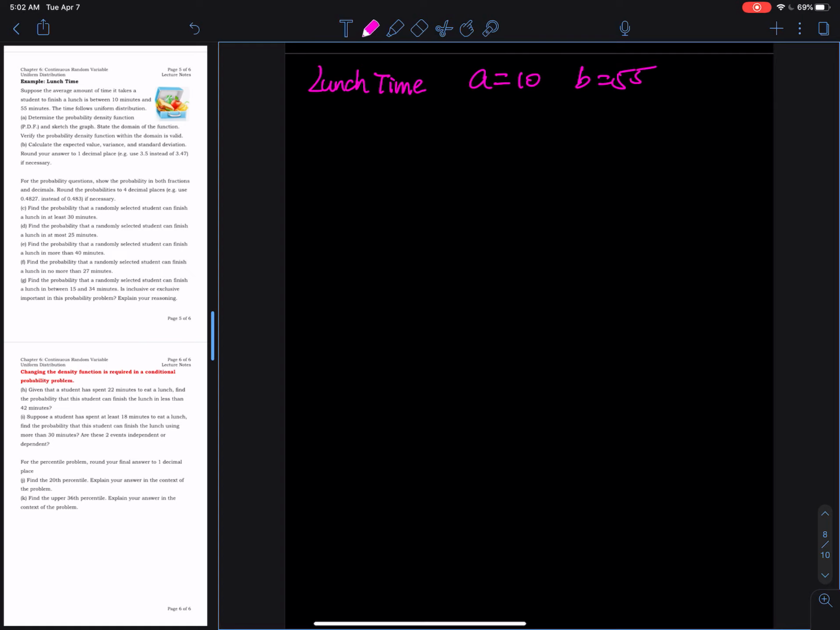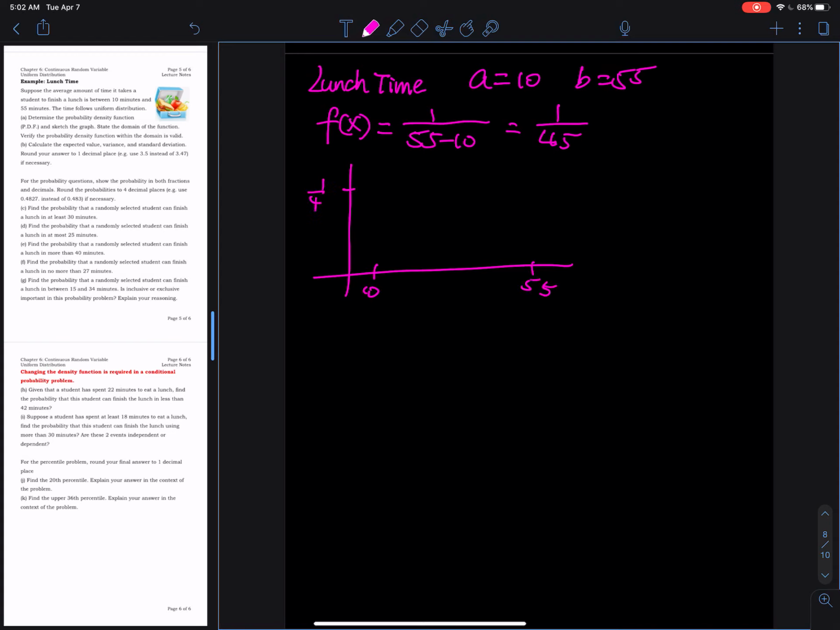So when you draw your graph, let me do the PDF first. That will be 1 divided by 55 minus 10. That is 1 over 45. That is the height of the rectangle. 10 and 55, and then this is 1 over 45. So now we have a rectangle that doesn't start at 0. And then this is the PDF.